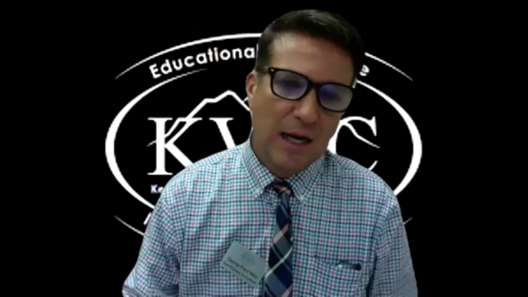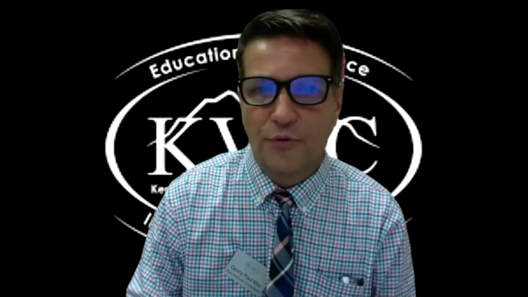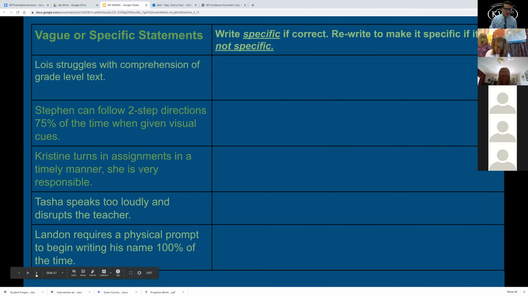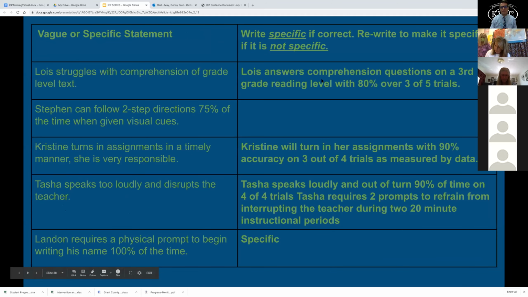As you see us going through these different breakout sessions, you will see that the folks are doing a really good job. Lois answers comprehension questions on a 3rd grade reading level with 80% over 3 of 5 trials. So you might add that grade level in there. Stephen can follow 2-step directions 75% of the time. We felt like that one was specific enough. Christina, we need some work on.